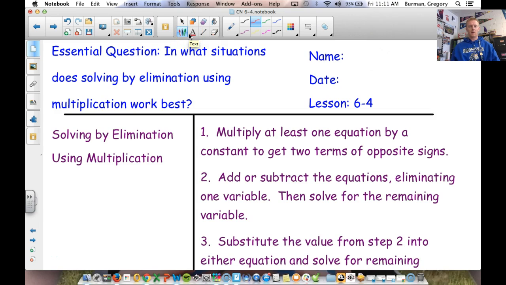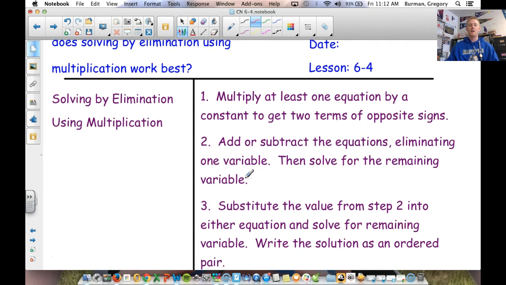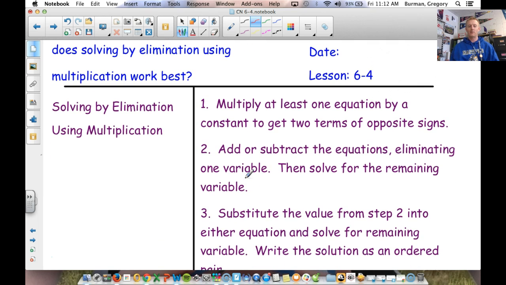All right, folks, we're talking about 6-4 today. In lesson 6-4, it's very similar to 6-3, but instead of using addition or subtraction to get a variable to eliminate, we're going to use multiplication. So our steps are exactly the same, except instead of adding or subtracting, we'll then use multiplying. So we're adding one more step to the process here.